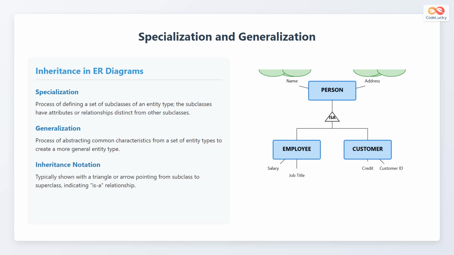Now let's explore specialization and generalization. These concepts relate to inheritance in diagrams. Specialization is the process of defining subclasses of an entity type, where each subclass has distinct attributes or relationships. Generalization is the reverse process, where common characteristics are abstracted from a set of entity types to create a more general entity type. Inheritance is typically shown with a triangle or arrow, pointing from the subclass to the superclass, indicating an "is a" relationship.